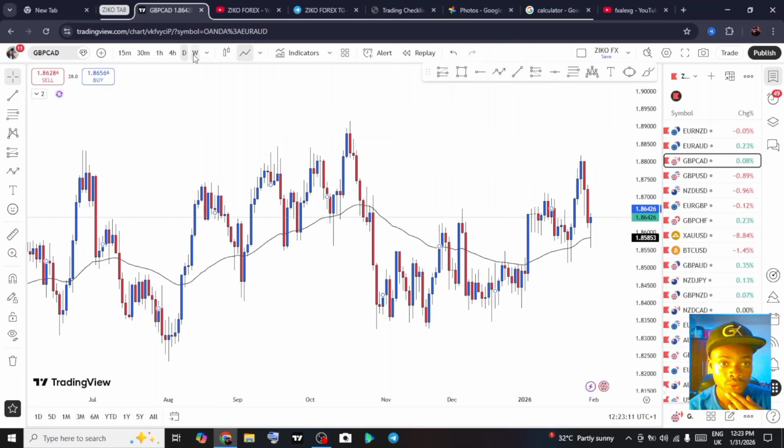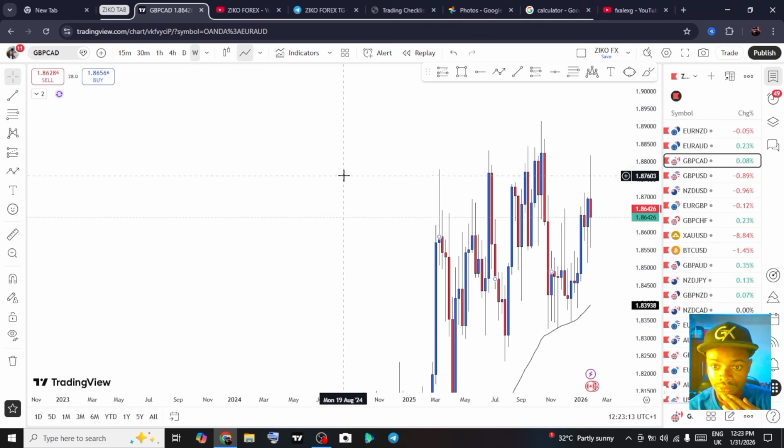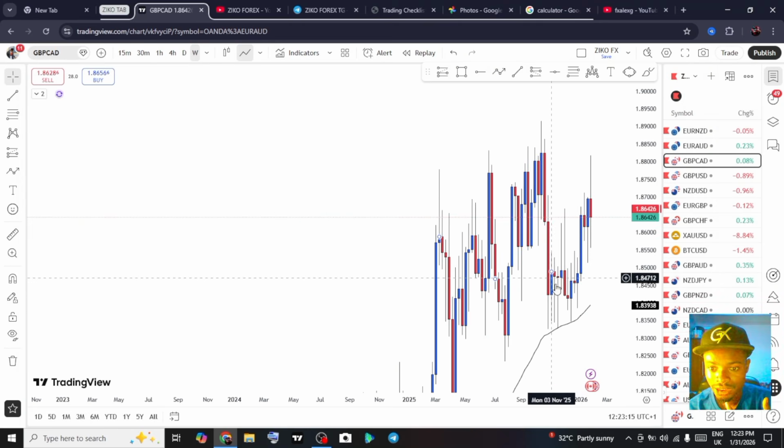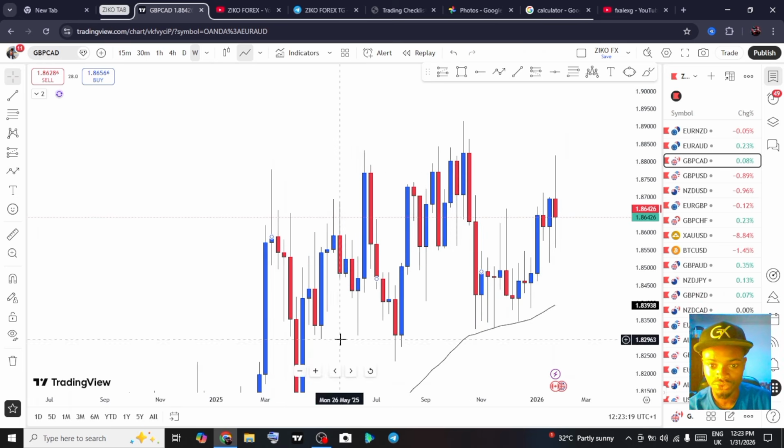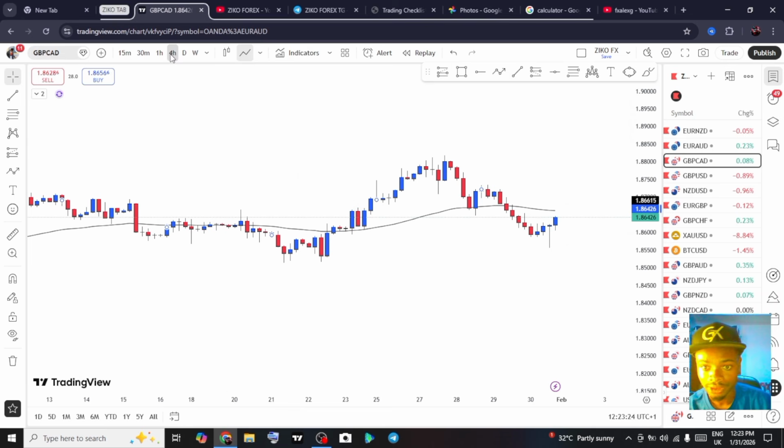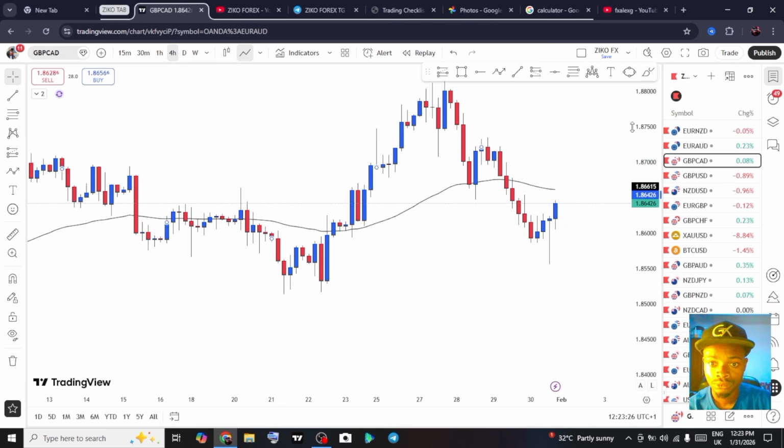Okay, weekly time frame. Technically, weekly time frame is bullish, but it's still all over the place, right? It still has a lot of choppy market on the weekly time frame. So let's go over to the 4 hour time frame and see. 4 hour time frame is actually bearish, right? This is the lower low and this is the lower high.